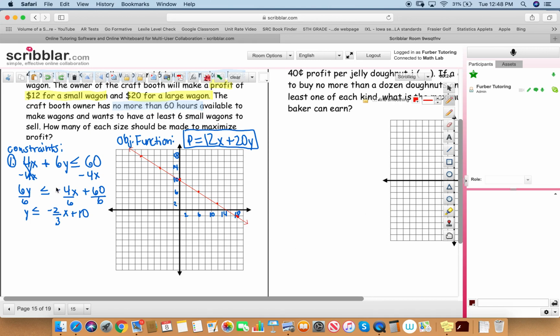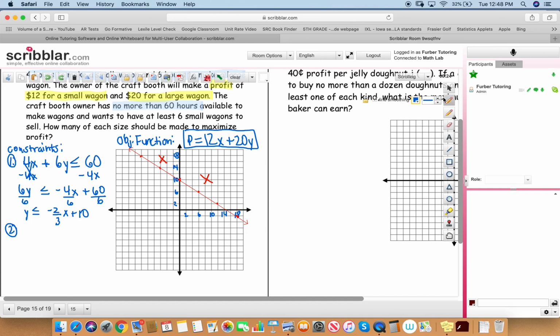All right, so now you can see it says less than or equal to. Well, that means it's not going to be greater than, so it's not going to be above those lines anywhere. It's going to be in one of the areas below, okay?